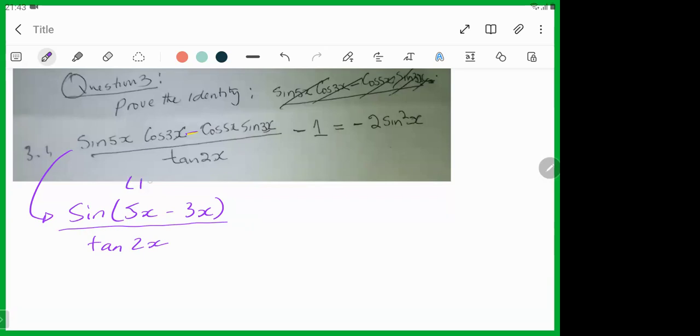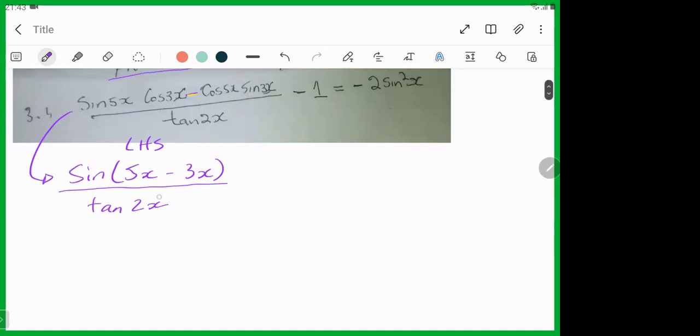So I've decided to work with the left-hand side because if you're proving an identity, you can choose which side you want to work with. Usually it's easier to take something that's big and break it down. The second or third thing that I'm seeing is that the tan 2x is clearly going to be an issue for us.